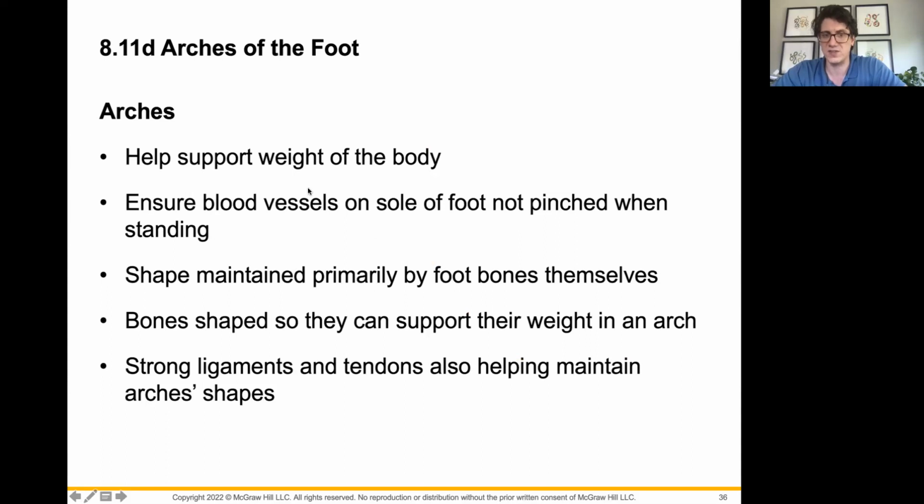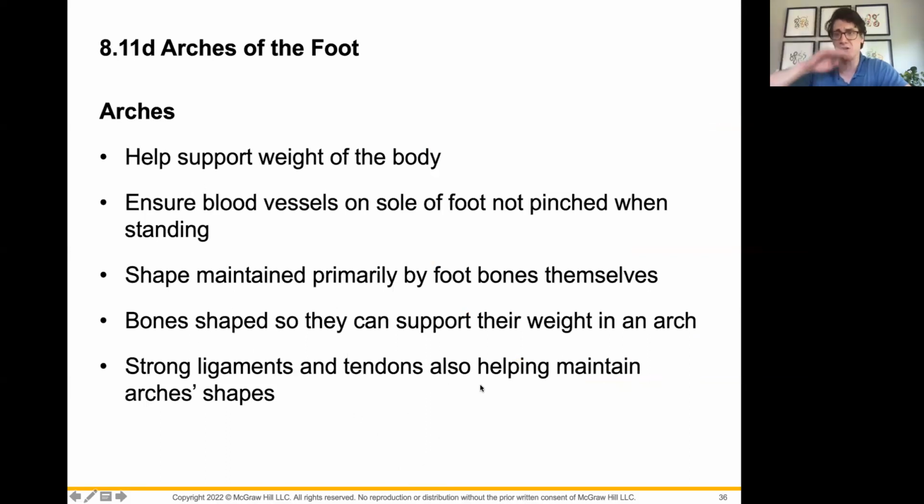These also make sure that the blood vessels in our feet are not pinched. So that's another very important factor too. We have lots of muscles in here, lots of blood vessels. So those arches help make sure that the blood is going exactly where it's supposed to go and the nerves are going where they're supposed to go. So it helps keep pain at bay.